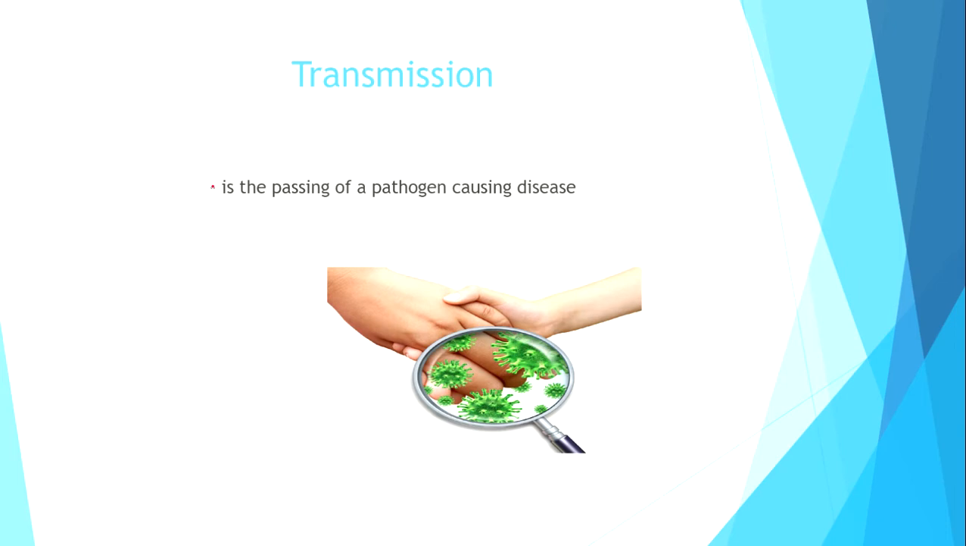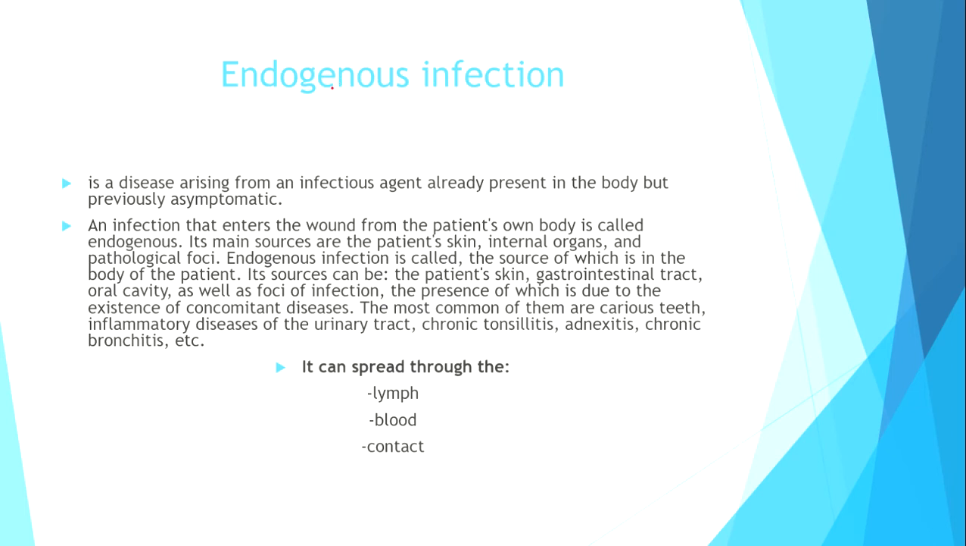Transmission is the passing of a pathogen causing disease, for example, from a handshake. Endogenous infection is a disease arising from an infectious agent already present in the body but previously asymptomatic. An infection that enters the wound from the patient's own body is called endogenous. Its main sources are the patient's skin, internal organs, and pathological foci.